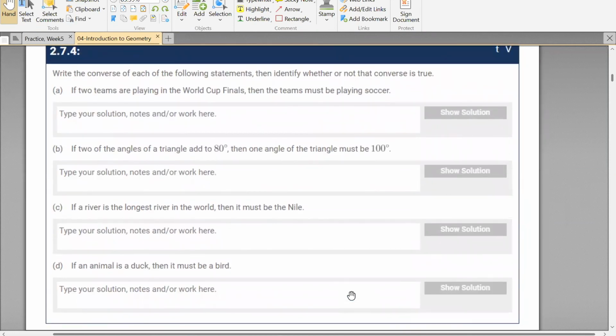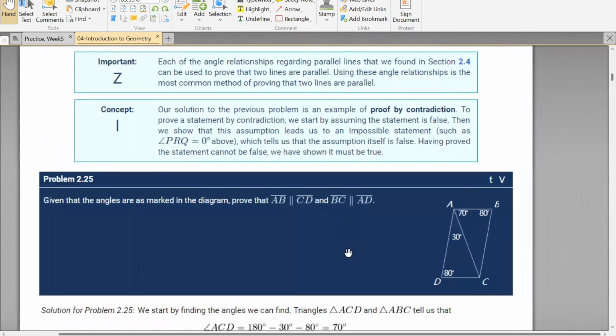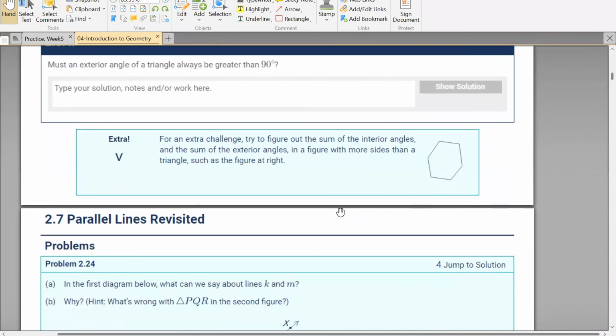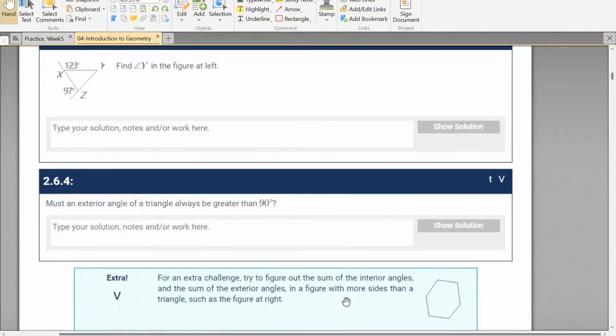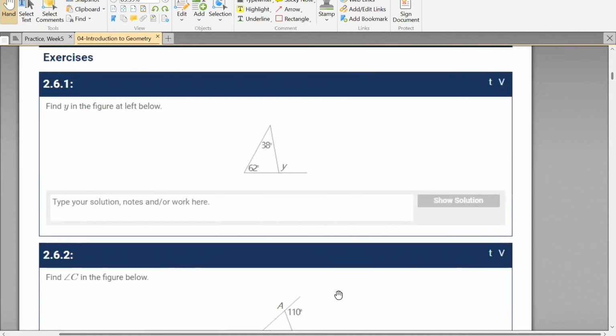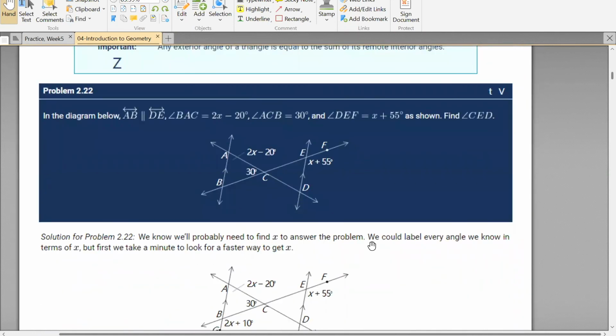Anyway, just to make sure everyone is on board, in one or two lessons we'll be done with parallel lines and triangles, interior angles, exterior angles, all about angles. And we're going to move on to congruent triangles. That's the agenda.